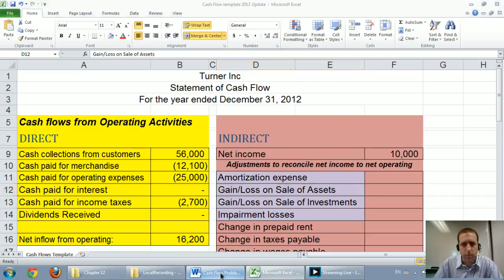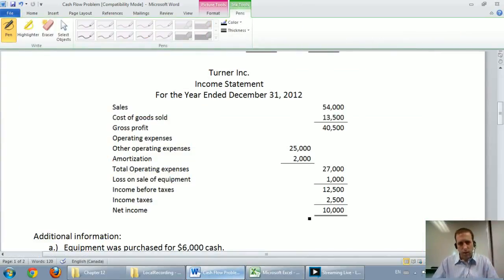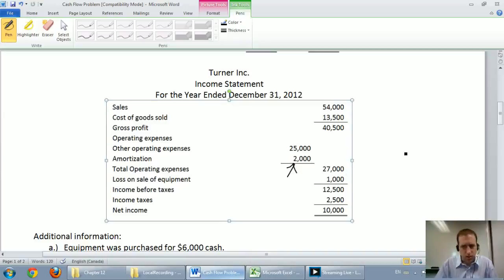Let me explain why. What the indirect method is saying is this number, net income, $10,000, is a fair representation of our cash flow from operations. It's not a bad estimate, but it's not perfect. One of the things we said in the last video, and I'll repeat here, is that this $2,000 amortization or depreciation expense is not a cash expense. So when we calculated net income of $10,000, we took out amortization: I minused $2,000 to get to this $10,000.